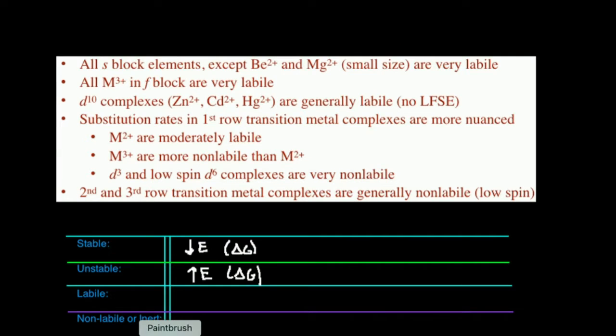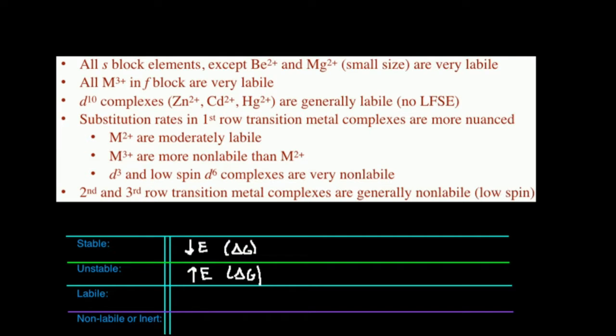Meaning they're going to be very reactive. We're going to more or less skip the second point, but if you have a metal in the F block, so your F orbital elements down there, the lanthanides and actinides, if they have a 3+ charge on them, they're generally very labile. We're not going to be dealing much with F block elements just because they're not used a whole lot for a lot of things that we're requiring.